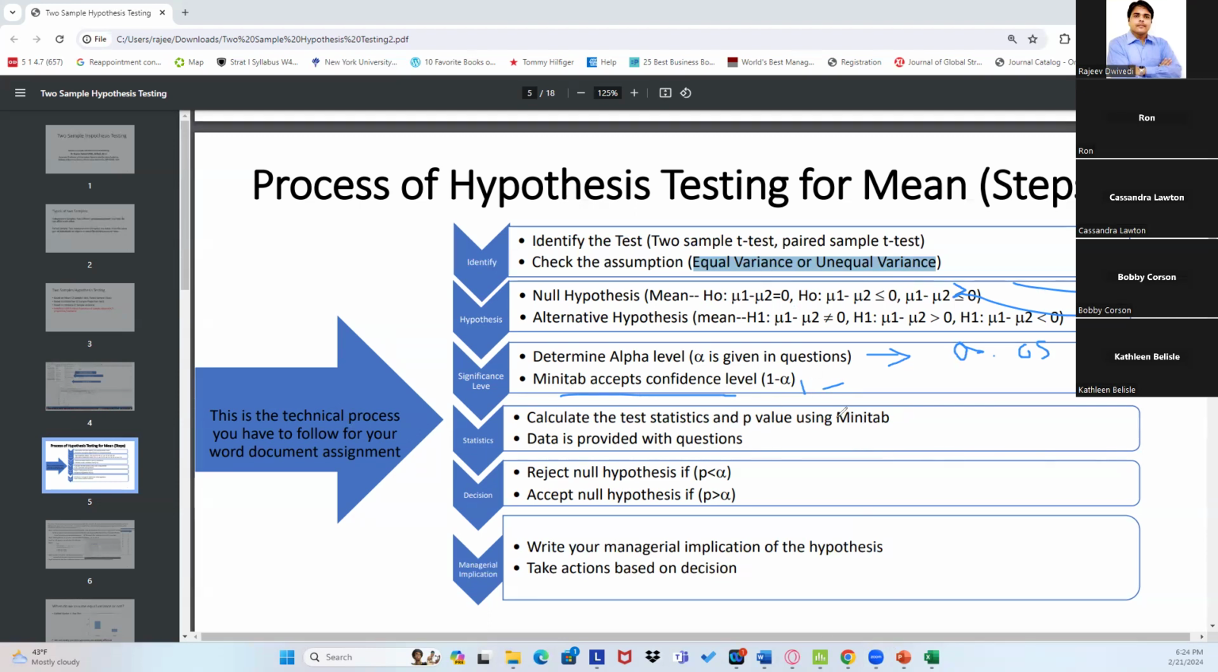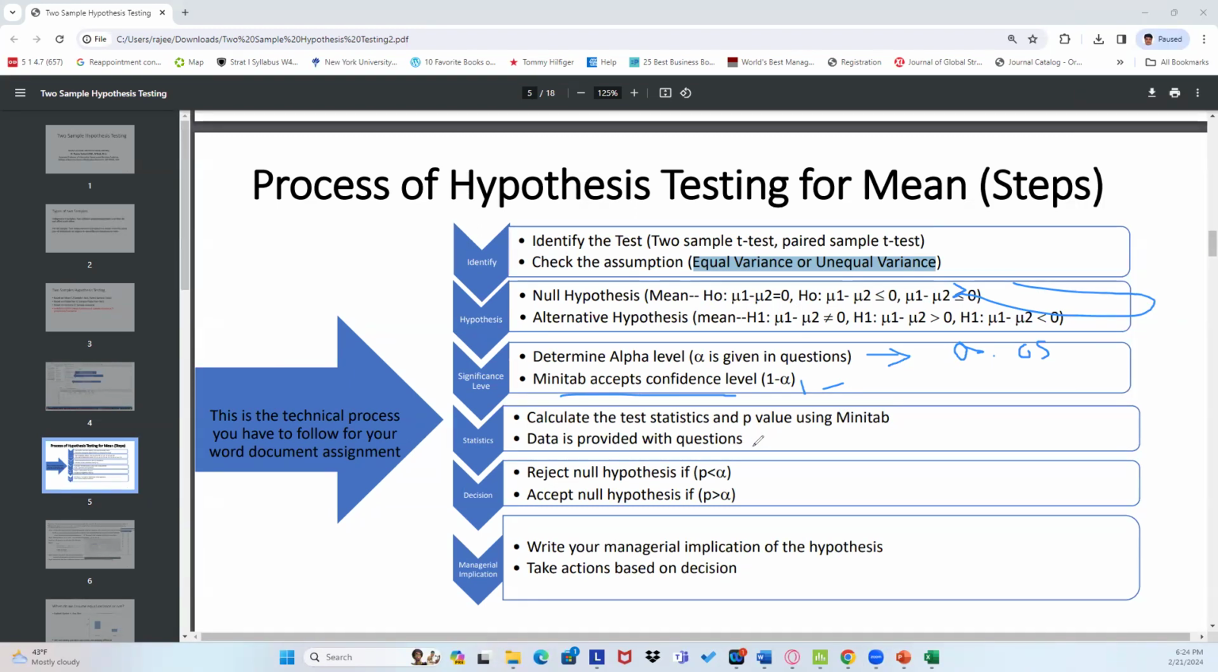Calculate the test statistic and p-value using Minitab. If you have data provided with the question, decide whether to reject the null hypothesis. This is the very important p-value rule: if the p-value is less than the alpha value, reject the null hypothesis. In other words, if the p-value is greater, technically we fail to reject the null hypothesis, but in simple words, I would say accept the null hypothesis. This is the rule of thumb in entire statistics.